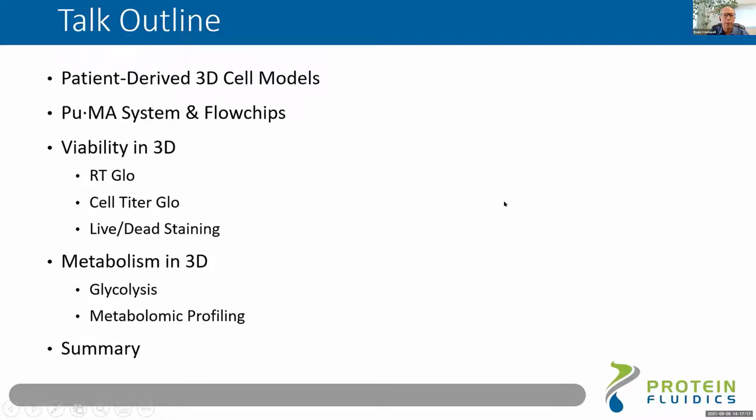As a brief outline, I'll talk a little bit about the importance of 3D cell models. Speakers before us have talked a lot about this, so I won't spend too much time. Then I'll give a little background on our Puma system. It's a unique system in the way we can use microfluidics and flow chips to do sampling and processing of three-dimensional cell models. And then I'll get into some of the data on viability and metabolism in patient-derived tumoroids.